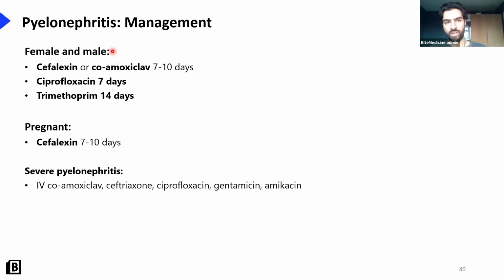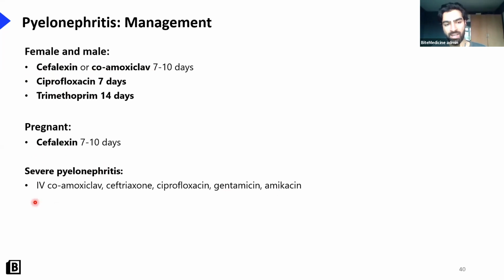Pyelonephritis. So pyelonephritis is a bit more of a severe infection, so we need to hit them with stronger antibiotics with a longer duration. This is according to NICE guidance. There's a whole host of antibiotics you can choose. Cephalosporins like cefalexin, coamoxiclav, fluoroquinolones like ciprofloxacin, trimethoprim. You can use any one of those. If they're pregnant, use cefalexin. And if it's severe, you can use, again, any one of these.